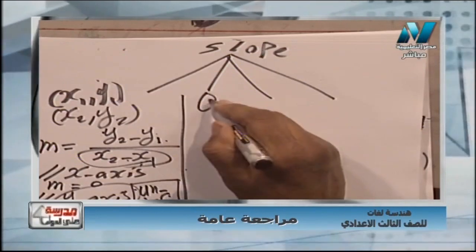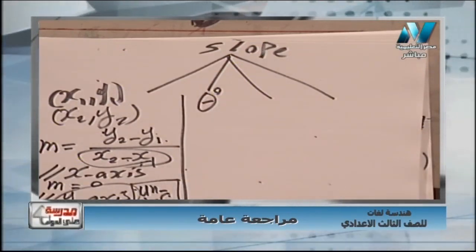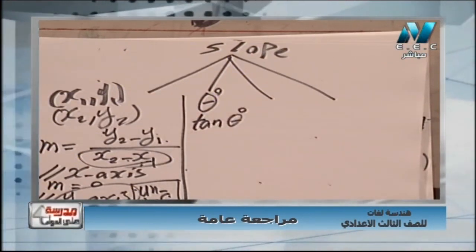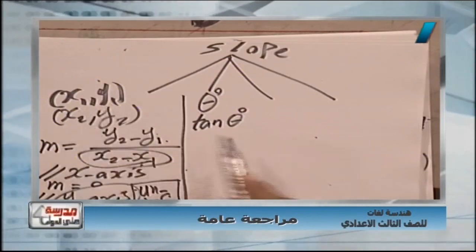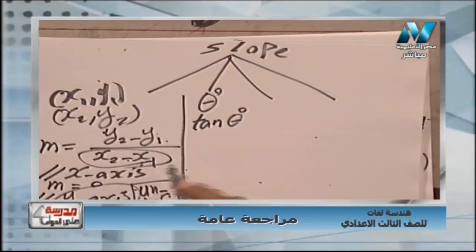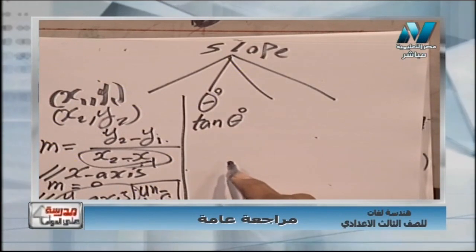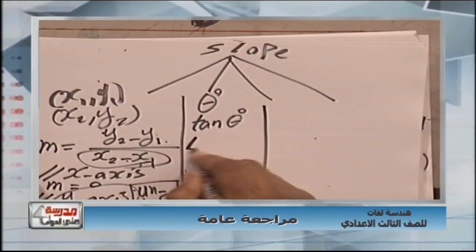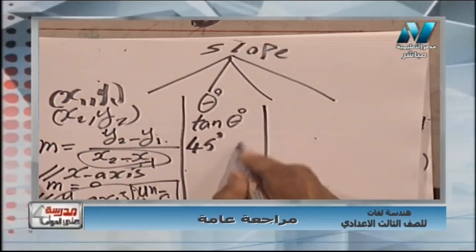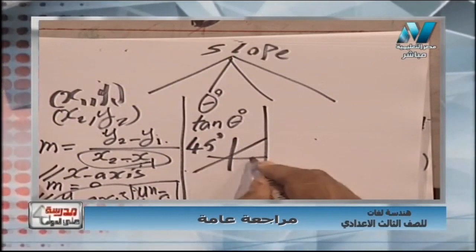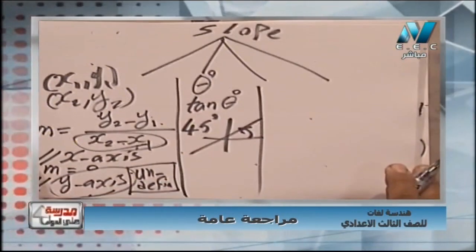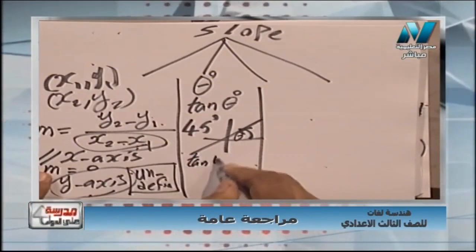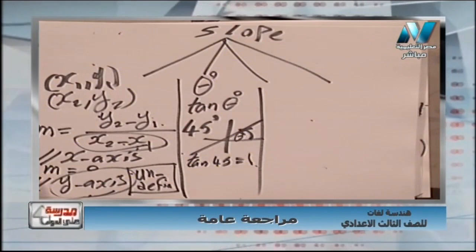Also, if you have angle theta, we get the slope by using tan theta. And you can connect when you have 2 points and the angle theta by the following example. If the angle theta is 45, which the line makes with the positive x-axis, the slope is tan 45, so your slope is 1.